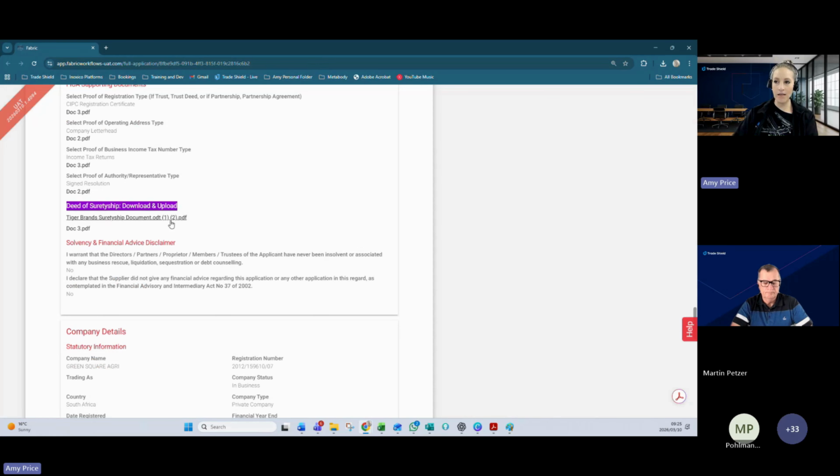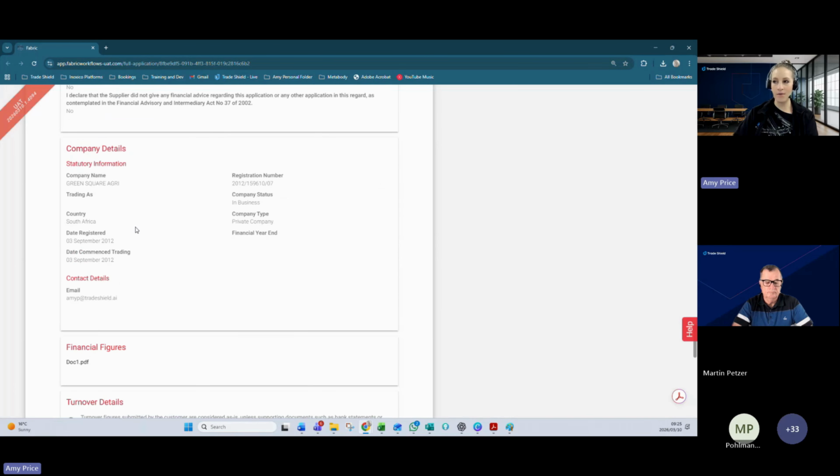The deeds of surety. Did they sign your deed of surety? Did they sign it correctly? Does it look like it was signed by the director? If there's more than one director, did that director provide us with the correct information that we needed? Okay. So these are the things you're going to want to go and check. You're going to want to click on all this information.